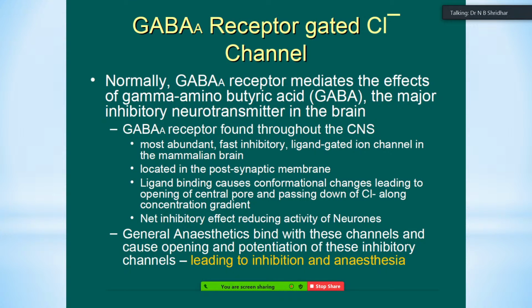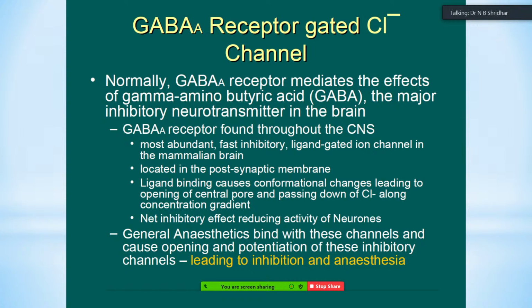So the GABA A receptor gated chloride ion channels mediate the effect of gamma amino butyric acid, the major inhibitory neurotransmitter in the brain. The GABA A receptor is found throughout the central nervous system. This type of receptor is also present in worms, especially roundworms, and ivermectin acts to cause excitation of this receptor. So there is paralysis of the worms, whereas ivermectin does not cross the blood-brain barrier, hence there is no effect on other mammals.